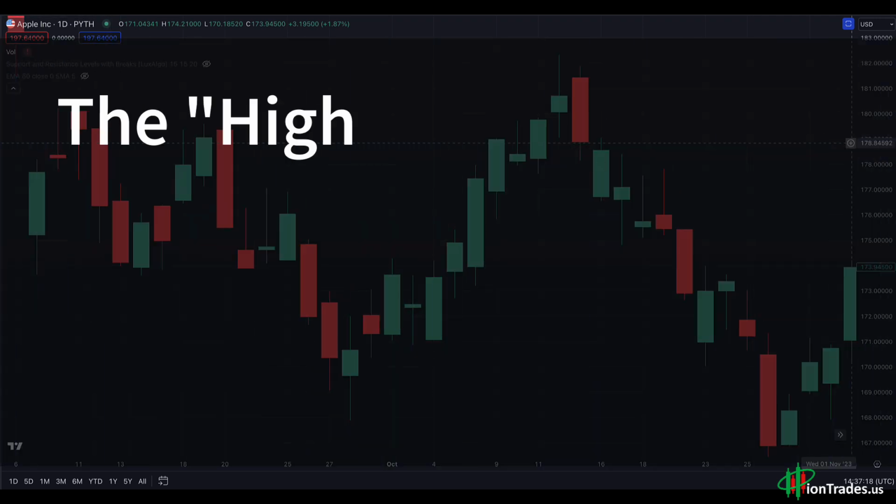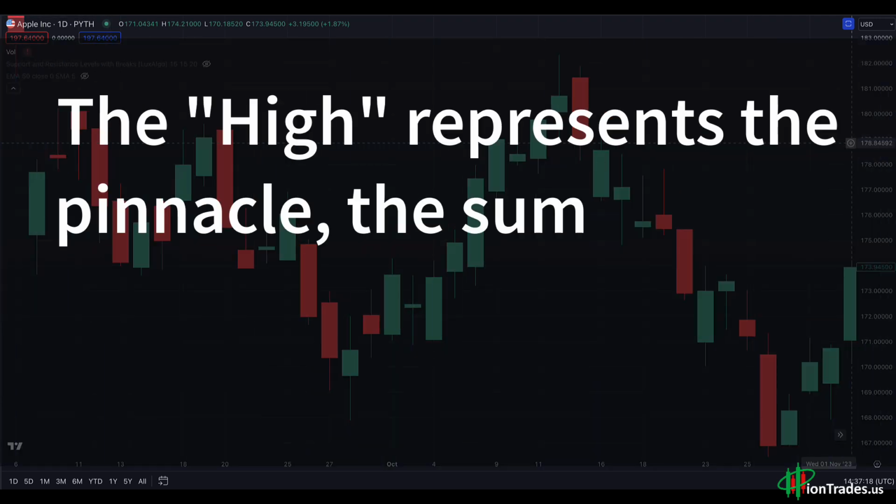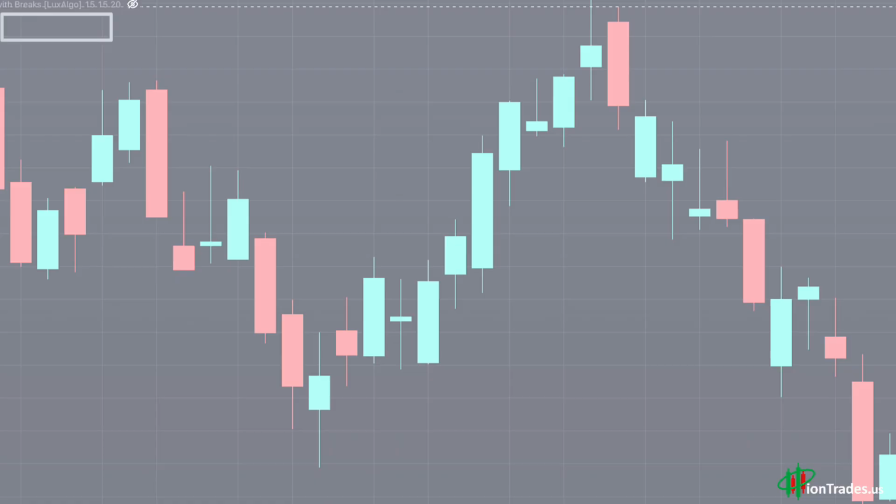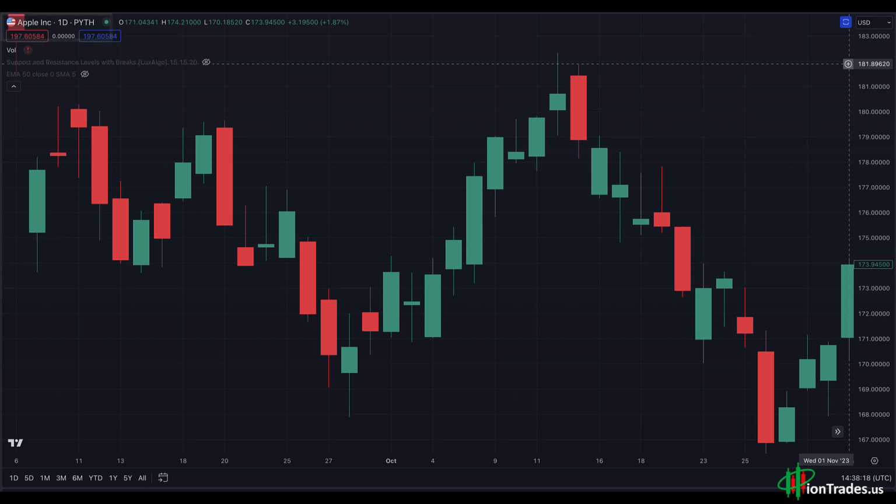The high represents the pinnacle, the summit, the highest price reached by an asset during a specific time. Let's go back and look at the daily stock chart for Apple. This single candle symbolizes one entire day, and the highest price reached for that day was $181.